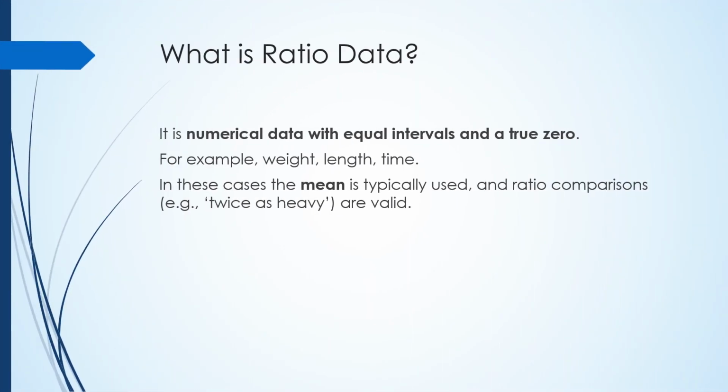Ratio data share the same characteristics as interval data, but they have a meaningful 0, which indicates the complete absence of whatever is being measured. This property allows meaningful multiplicative comparisons. For instance, a weight of 10 kilograms is truly half of 20 kilograms. Since ratio data can accommodate the full range of mathematical operations, the mean is often a valid measure, provided there are no major outliers.